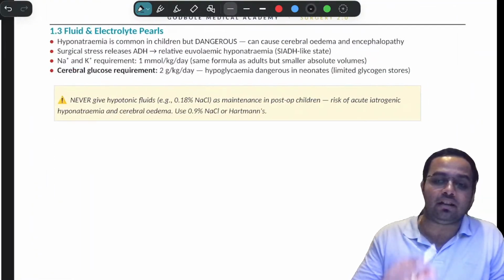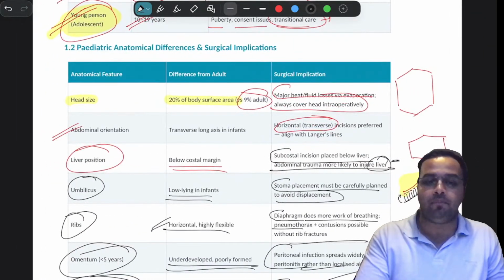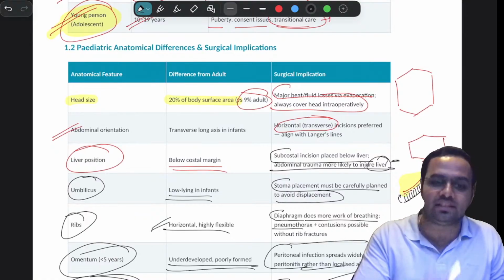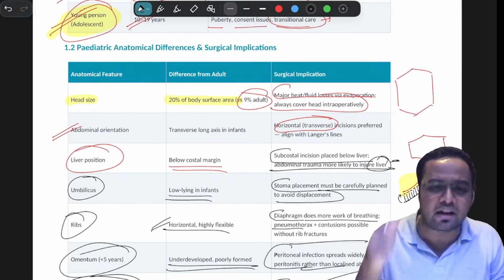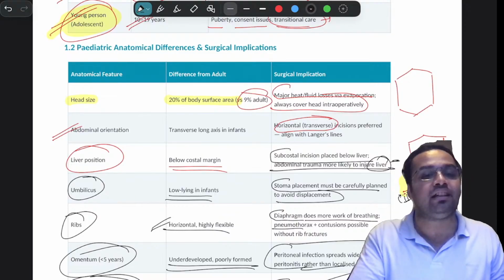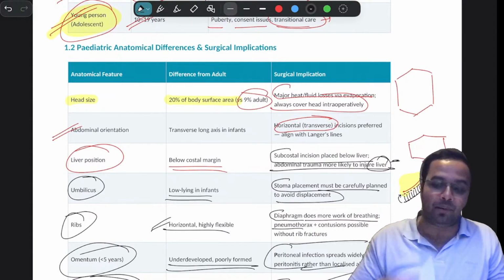So always remember that when you are dealing with a child, these are the few things which are very much important: the work of breathing, the rib cage, the costal margin, the incision lie, the stoma placement, the umbilical placement. So these are the things which are different in a child than in adults. So according to that, you are going to make sure that you place the incisions on the child.